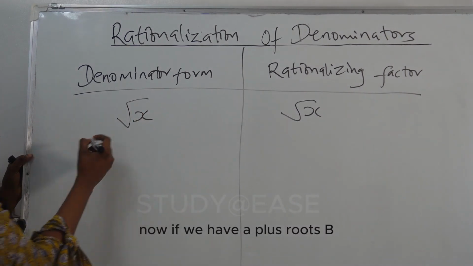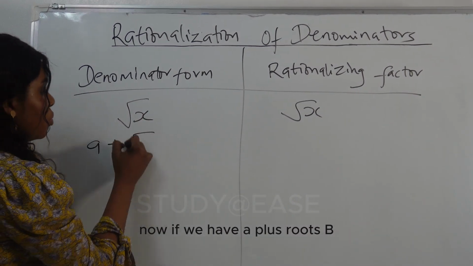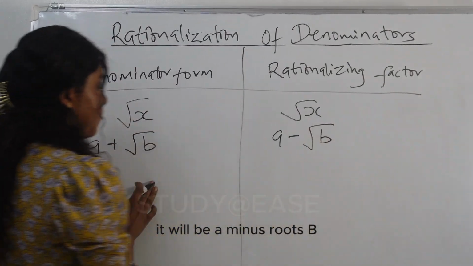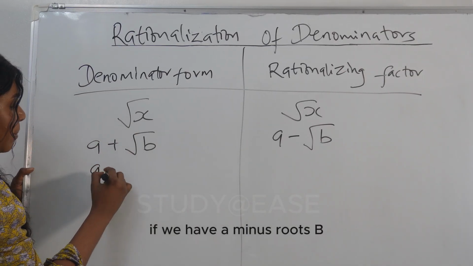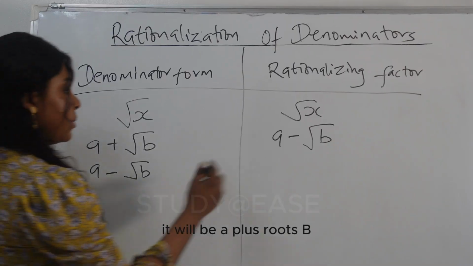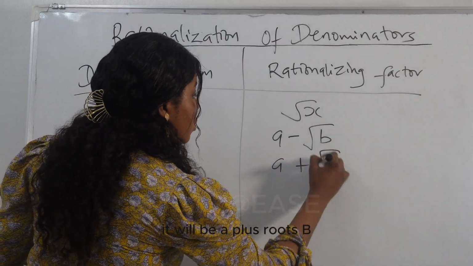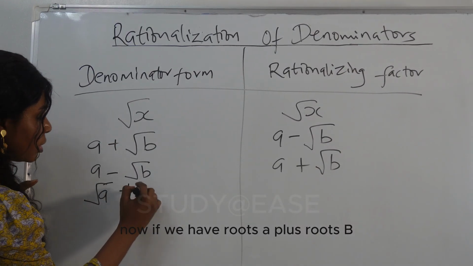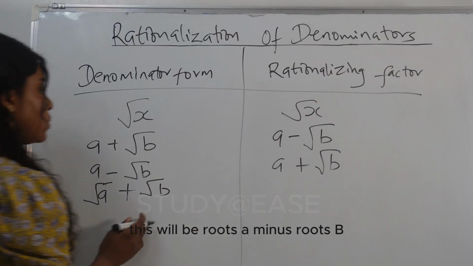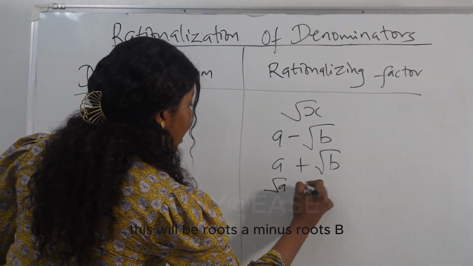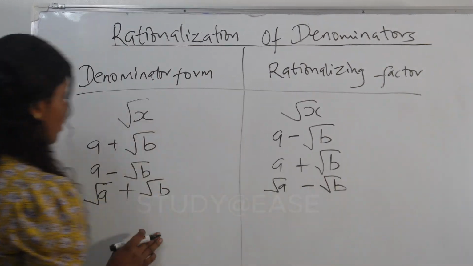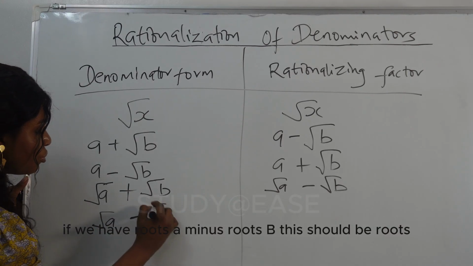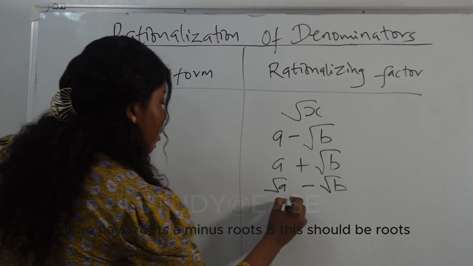Now if we have a plus root b, it will be a minus root b. If we have a minus root b, it will be a plus root b. Now if we have root a plus root b, this will be root a minus root b. If we have root a minus root b, this will be root a plus root b.